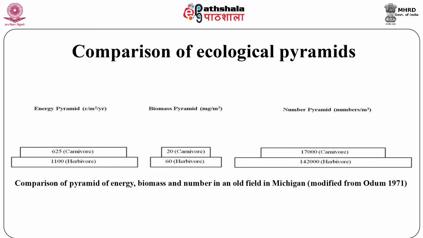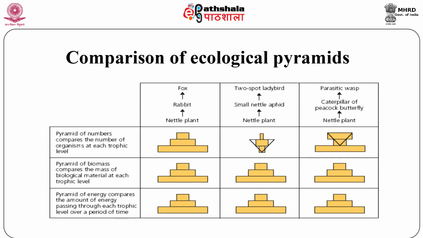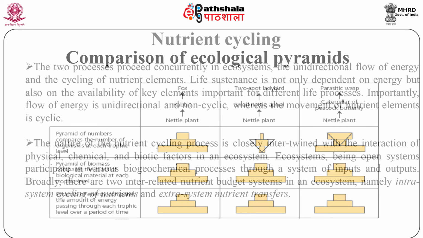Comparison of pyramid of energy, biomass and number. This slide shows the comparison of ecological pyramids. Pyramid of number compares the number of organisms at each trophic level. Pyramid of biomass compares the mass of biological material at each trophic level. And the pyramid of energy compares the amount of energy passing through each trophic level over a period of time.